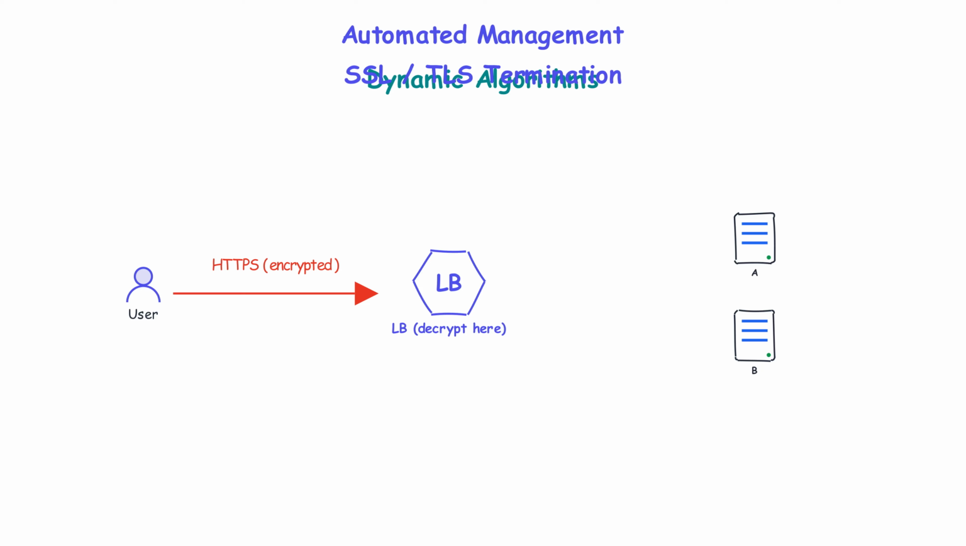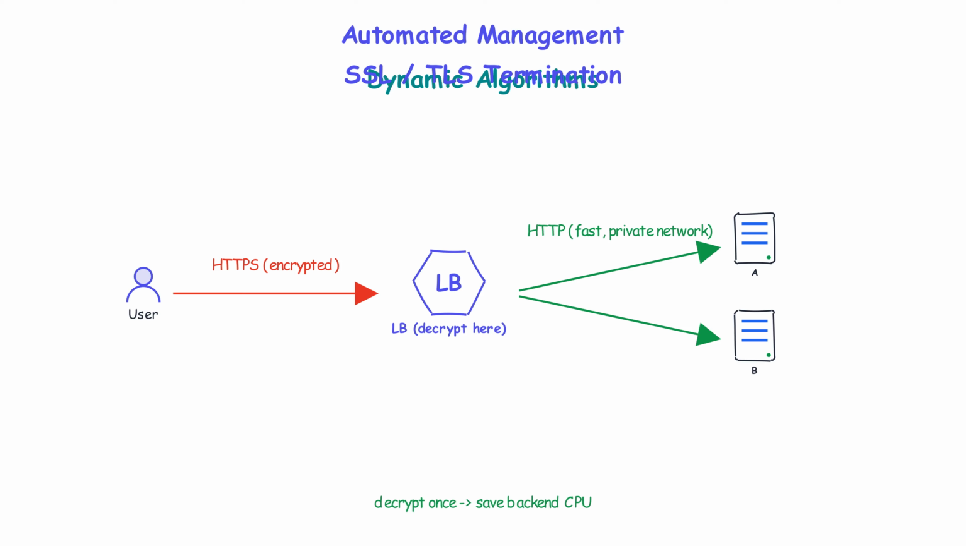Another massive architectural feature is SSL or TLS termination. Cryptographic decryption takes a significant toll on a server's CPU. Instead of making every single backend server handle the math of decrypting HTTPS traffic, we can offload that task directly to the load balancer. The load balancer decrypts the incoming traffic once and passes fast, unencrypted HTTP requests through the secure, private internal network to the backend servers, saving massive compute resources.